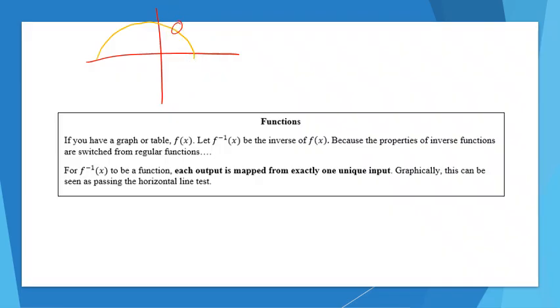But let's say I wanted to spare us the trouble of drawing the inverse. How could I tell just from the original that the inverse is not a function? Well, it's pretty simple, right? The original doesn't pass the horizontal line test, which means when you flip it, it's not going to pass the vertical line test. Its inverse will not pass the vertical line test.